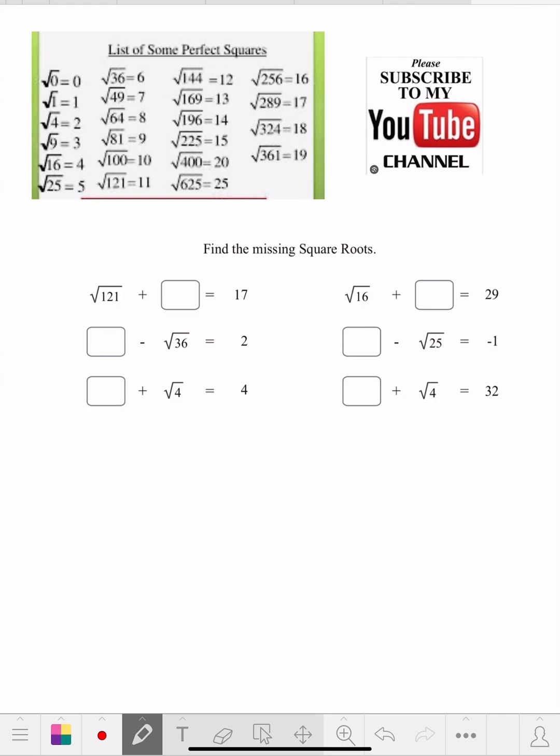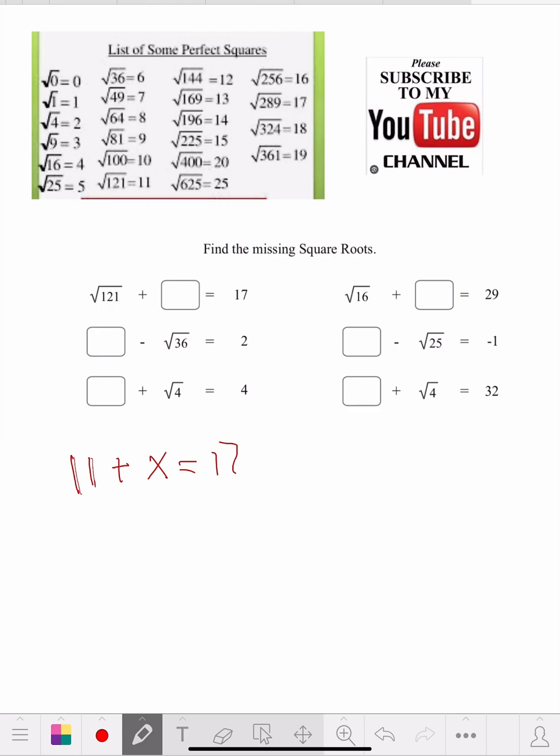What I do is I take the square root of 121, and I know that's 11. So let's write 11 down. Let me make this a little bigger. 11 plus x. We don't know what x is yet. It equals 17.